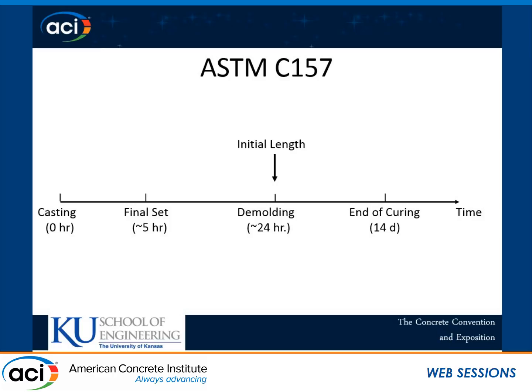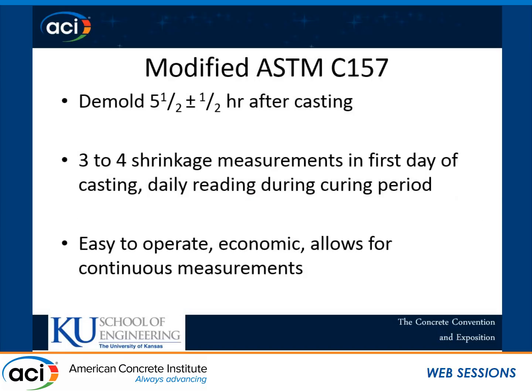But if you think about it, if there's any point of time that we should be concerned of, it's the final set time. Once the concrete has started to hold its shape, any expansion in it will cause a compressive stress, and any shrinkage will cause a tensile stress. And the standard test method essentially misses the deformation that's taking place from the final set to demolding. With that in mind, we set out to try how early we could demold specimens. After trial and error, we found that for our mixtures, which is 0.45 water-cement ratio with 23.4 percent paste volume, we could consistently demold specimens at 5.5 hours and get good readings.